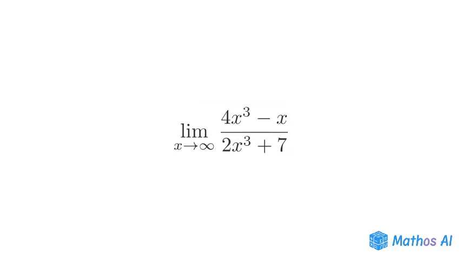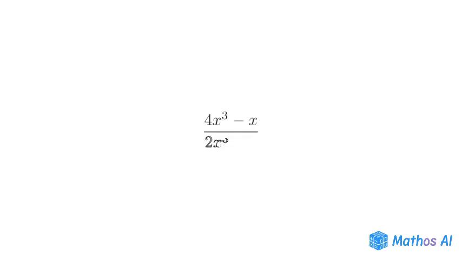The key is to look at the denominator and find its highest power of x. Here, it's x cubed. Now, we divide every single term in the entire fraction by this highest power, x cubed. This simplifies beautifully, leaving us with a much cleaner expression.